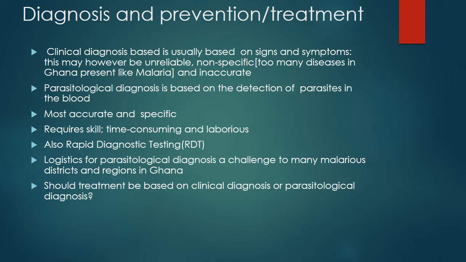Parasitological diagnosis is the best form. It is based on the detection of parasites in the blood, usually requiring time-consuming skilled work in the laboratory. It is the most accurate and specific. Rapid diagnostic testing is also available. So the logistics for parasitological diagnosis is a challenge to many malarious districts and regions in Ghana. And the quandary is, should treatment be based on clinical diagnosis or parasitological diagnosis first?